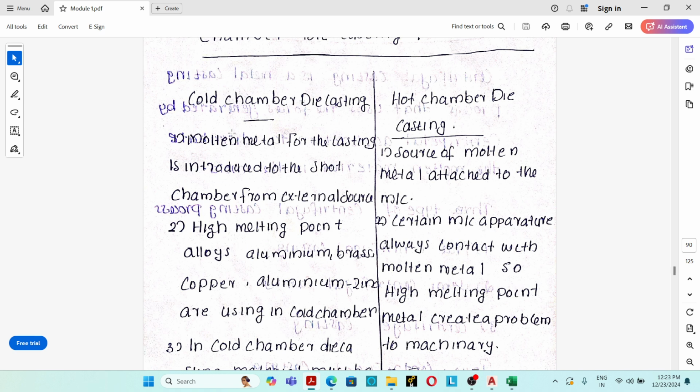In the hot chamber die casting process, the source of molten metal is attached to the machine. The source of molten metal is very close to the mold. It will automatically flow to the mold through the gooseneck.